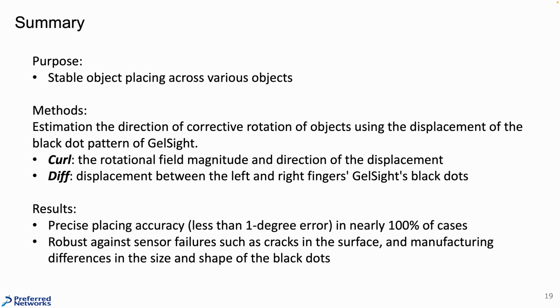In experiments with 18 objects with different characteristics, the force-torque sensor-based method fails because it misrecognizes the direction of rotation for objects other than those with a large support polygon, due to sensor noise and cable tension. In contrast, the proposed tactile sensor-based approach can achieve stable placing with high accuracy in nearly 100% of cases across all objects.